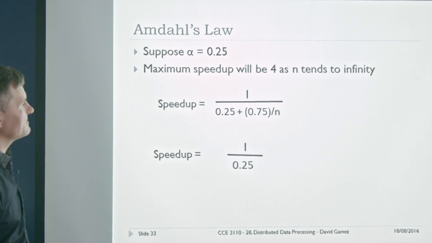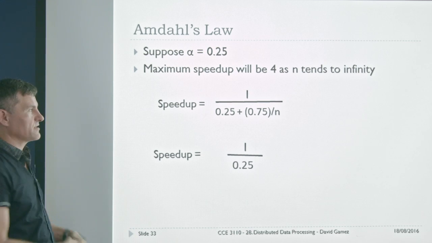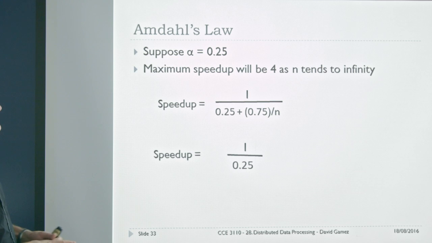Suppose alpha equals 0.25. So 1/4 of our computation just can't be split up in any way, and 3/4 of it can be easily parallelized.